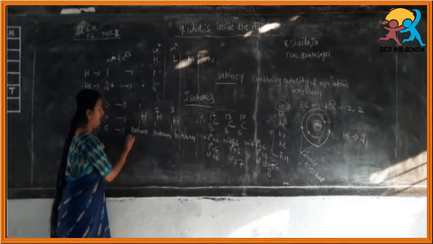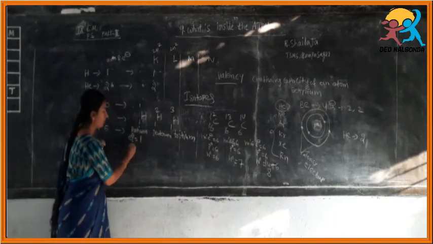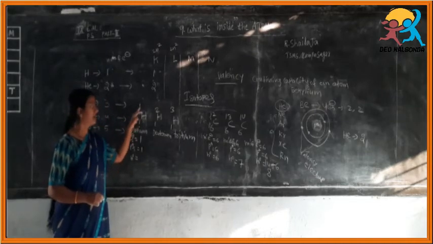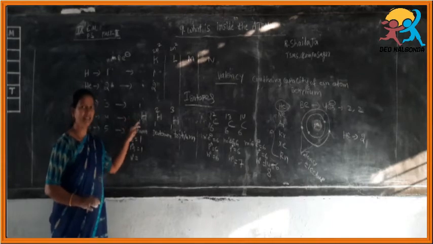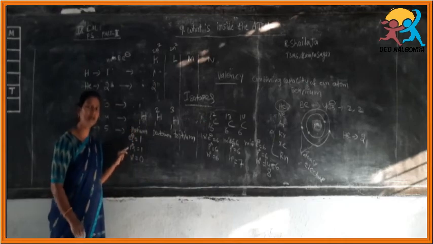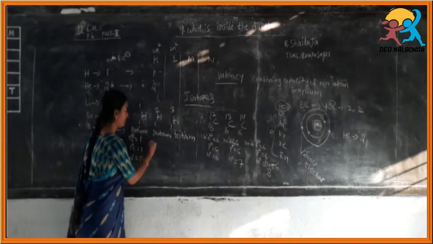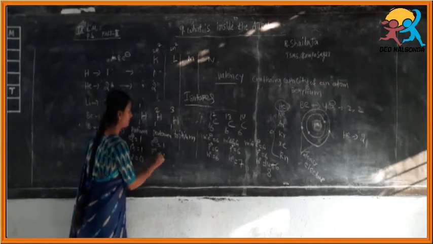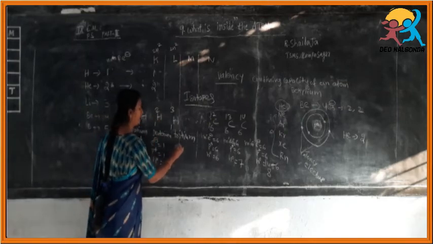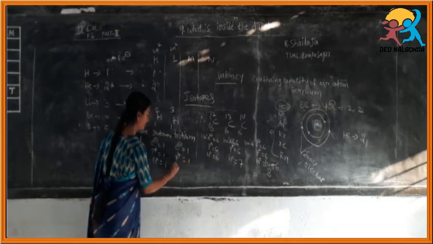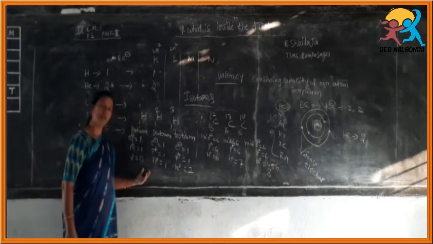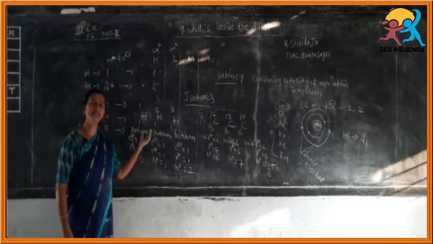Here in protium, electrons 1, protons 1, and neutrons are mass number minus atomic number. The mass number is 1 and the atomic number is also 1, so 1 minus 1 is 0. There are no neutrons in the hydrogen atom, only an electron and a proton. In deuterium, the electron is 1, proton is 1, and neutron is 2 minus 1, that is 1. In tritium, electron is 1, proton is 1, and neutron is 3 minus 1, that is 2. So the neutron particles are responsible for increasing the atomic mass.